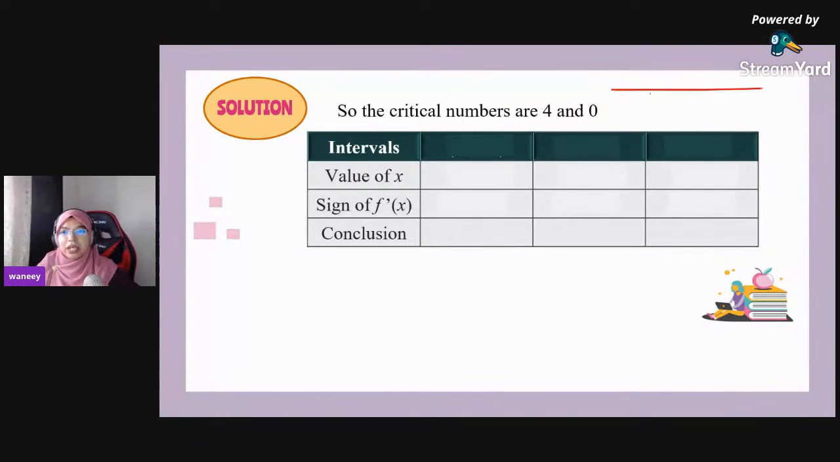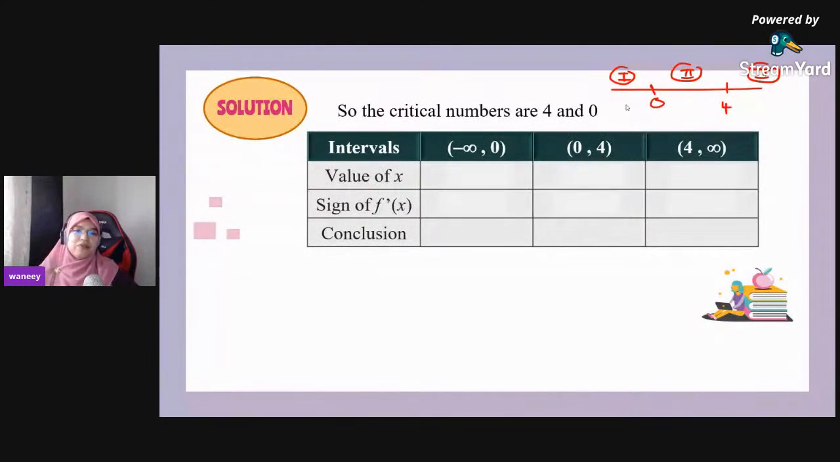So draw one number line first. We need to know how many intervals we need to draw. So 0 will be here, 4 will be here. So I'm separating them into 3 intervals: first interval, second interval, third interval. The first interval will be starting from negative infinity up until 0. The second interval will be 0 up until 4. The third interval will be 4 up until infinity. So let me draw that.